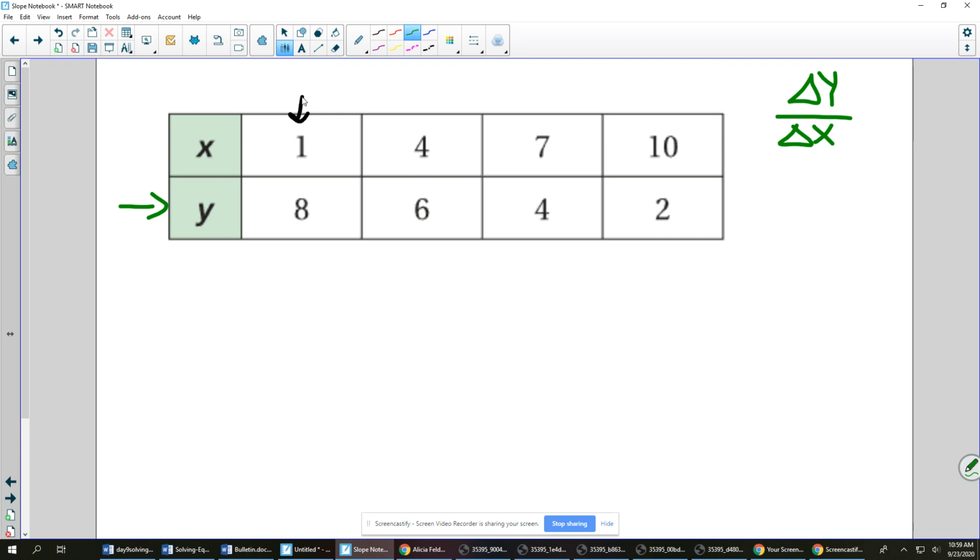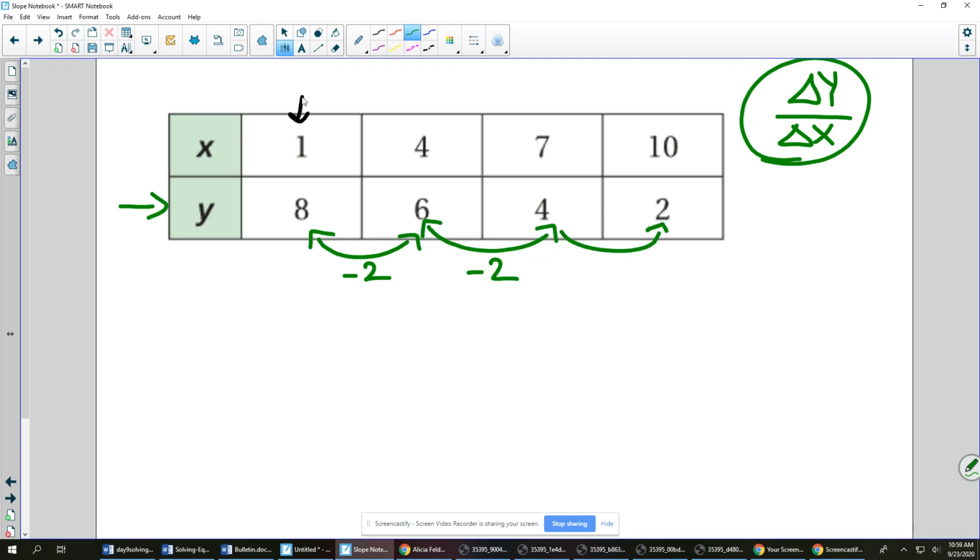For slope, though, you need to write it as y on top, that change in y over the change in x. So I'm going to start with my y's. I'm going to find the difference between 8 and 6. Well, it would be minus 2. What is the difference between 6 and 4? A minus 2. And then a 4 and a 2, minus 2. This right here is your top number then. So my change in y is a negative 2.